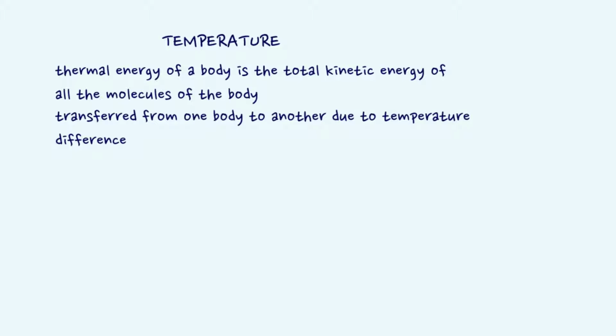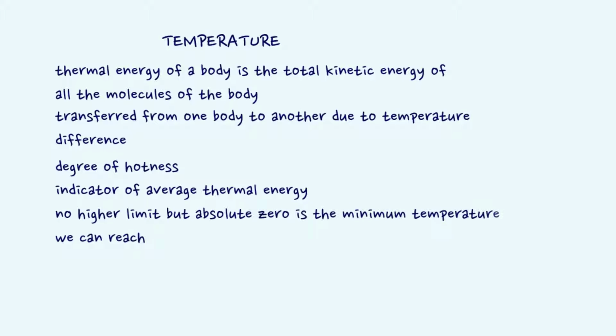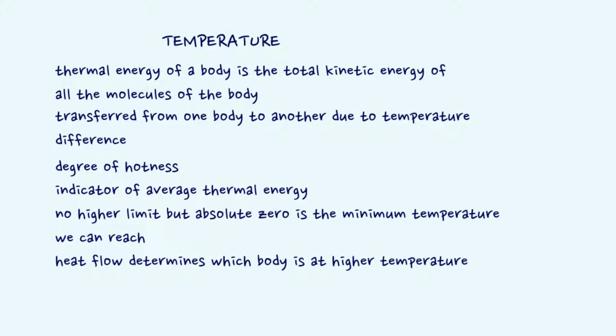Heat is the energy that is transferred from one object to another due to the temperature difference between the two objects. Hence, temperature of an object indicates the degree of hotness or coldness of the object. It is also an indicator of the average thermal energy of the molecules of the object. Finally, heat flow determines which object is at higher temperature.